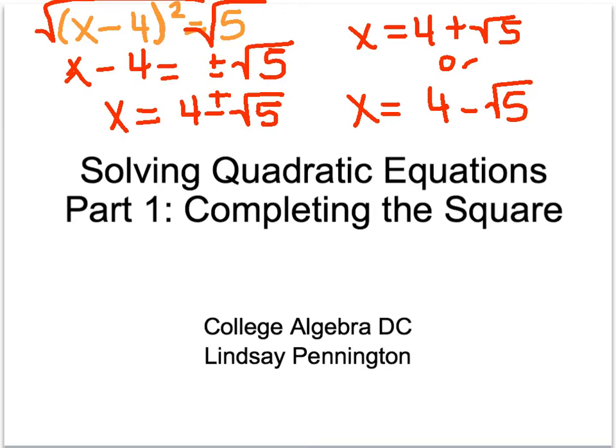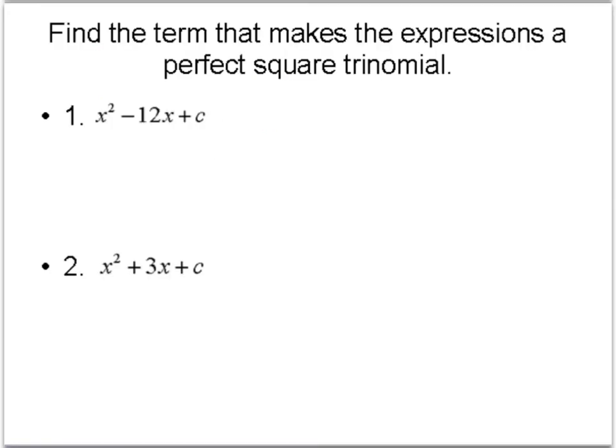And so you can use the completing the square method to solve any quadratic equation. Now, these first couple of problems, we're just going to find the term that will make these expressions a perfect square trinomial. So it's going to look like x plus some number or minus some number squared. That's what we're trying to make these two problems look like.